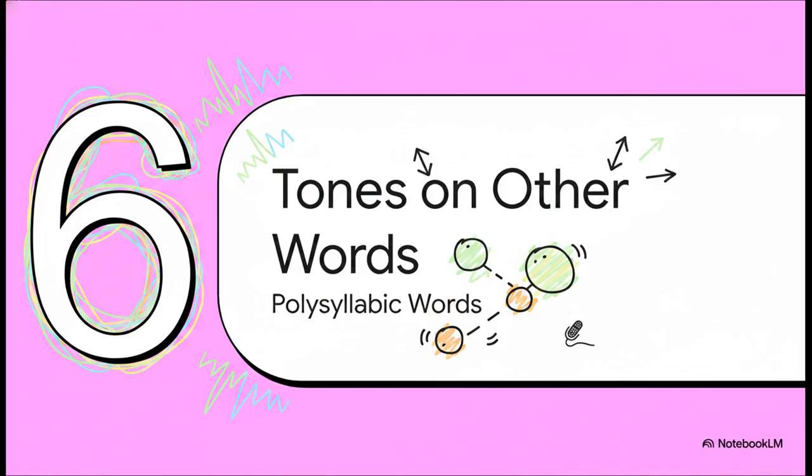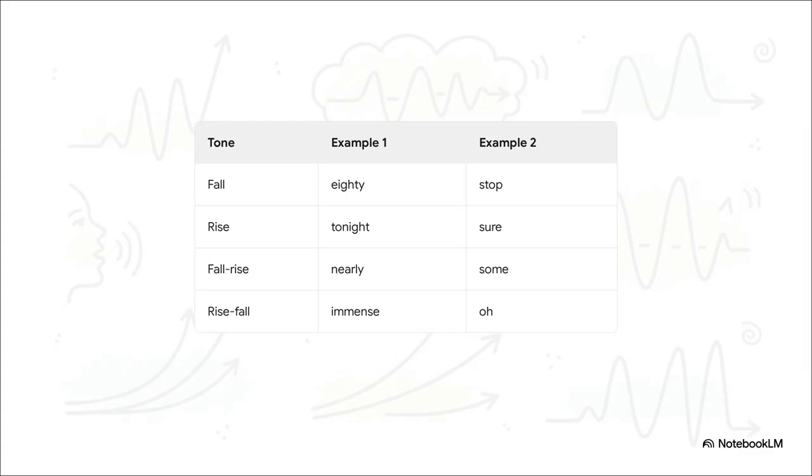Let's move to section 6 and see how this builds. Tones on other words. We've obviously spent a lot of time on yes and no here, but these exact tonal rules apply to polysyllabic words all across the English language too. The crucial rule to remember is that the tone always heavily impacts the most strongly stressed syllable in the word. Listen to how the pitch anchors to that stress.